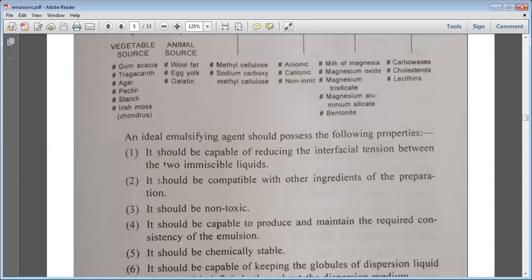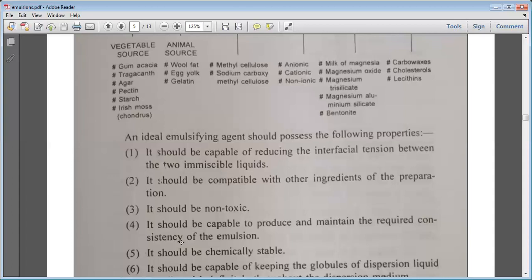The emulsifying agent should be compatible with the ingredients of the preparation. It should not interact with the drug materials, or with other materials like excipients or flavors added into the formulation of emulsions. For example, in oral emulsions you are using flavors, and in external emulsions you are using perfumes. So these emulsifying agents should not interact with the perfumes, colors, flavors, or any other excipients added in the preparation. The emulsifying agent should also be non-toxic.